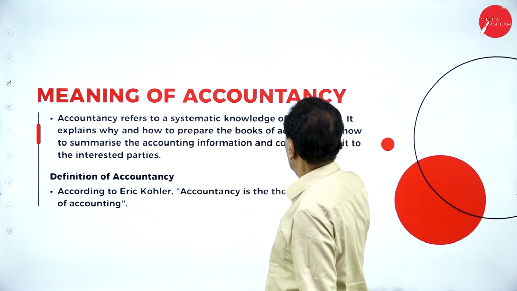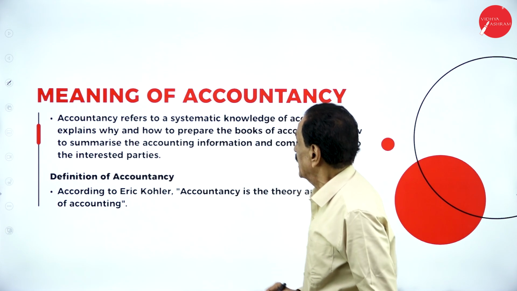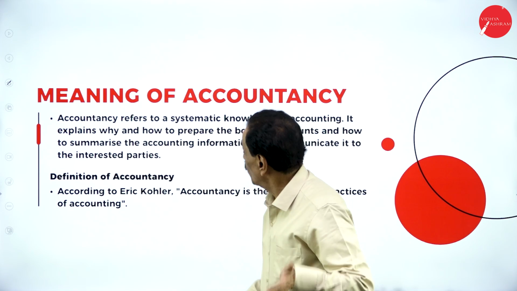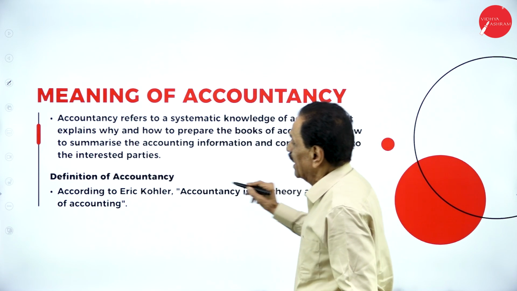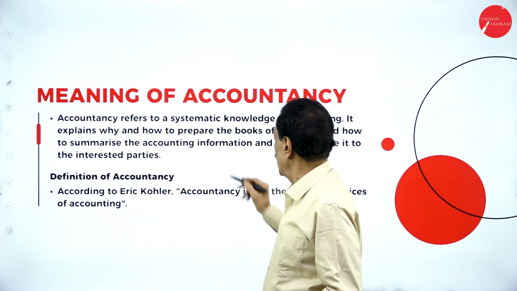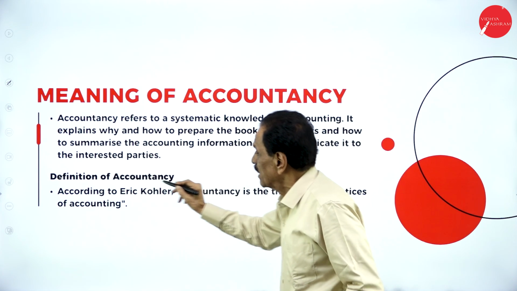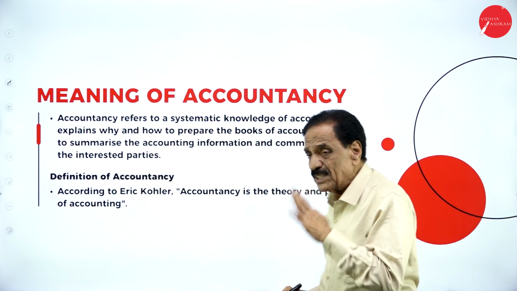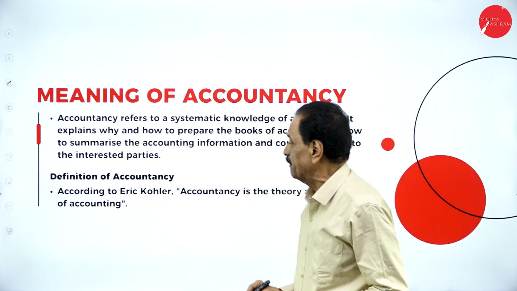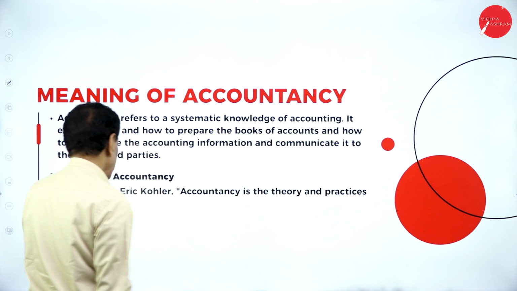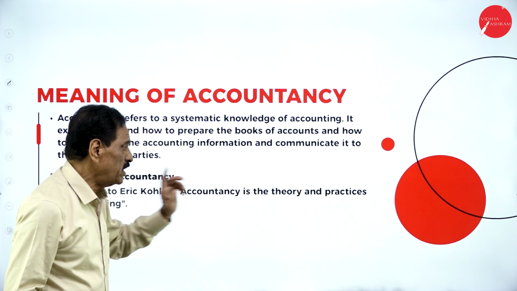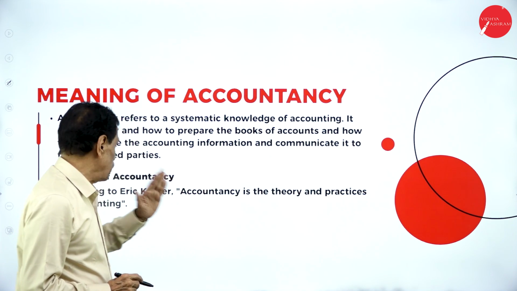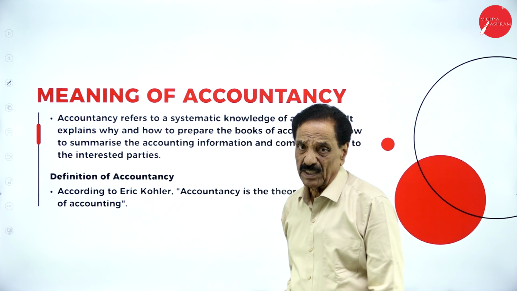Then, meaning of accountancy. Accountancy refers to a systematic knowledge of accounting. It explains why and how to prepare the books of accounts, and how to summarize the accounting information and communicate it to the interested parties. So here the accountants prepare the books of account and see that they reach the interested party. Definition of accountancy: according to Eric Kohler, accountancy is the theory and practice of accounting. In simple form, the theory and practice of accounting is called accountancy.